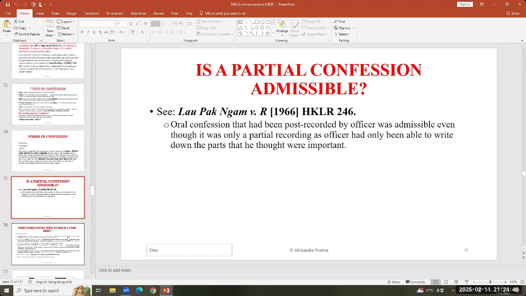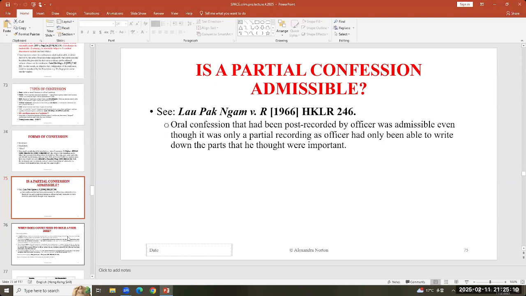Technically, a partial confession can be admissible according to this case. It's very old though. And I would think that these days it would be quite rare for a partial confession to be admitted because if it's taking place at the police station, it's usually either audio recorded or video recorded. So you don't usually get partial confessions at the police station these days.